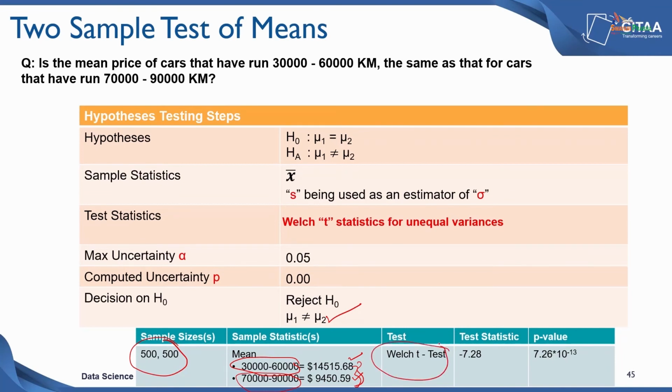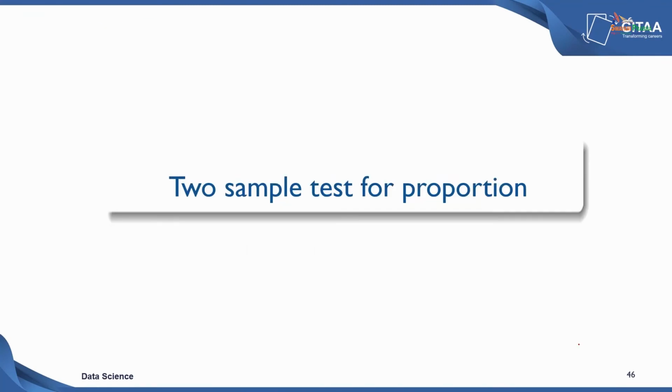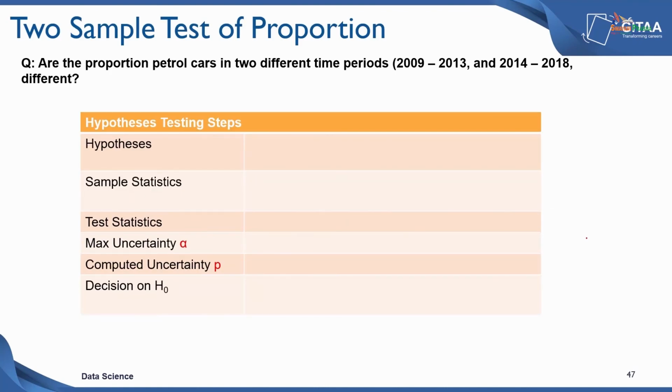As I said, the Welch t-test is the test that gets used, and this is the p-value that gets computed, which is very, very low. Let's move on to the next and final test that we will carry out, which is a two-sample test for proportion. Here again, the question is: there's so much concern about the environment, and there are issues about diesel cars being more polluting. Is it really reflecting in the kind of used cars that are coming into the market?